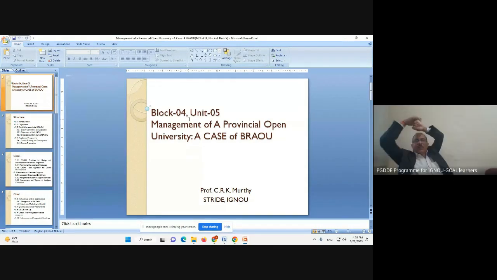This is unit 5 of block 4, the same block which we are discussing with the well-posed cases. This is the case of the first open university in India. Students may get confused. The moment they talk about the first open university, they go for IGNOU, but IGNOU was not the first open university. This was the first open university, established in 1982. IGNOU came into existence in 1985, three years after that.